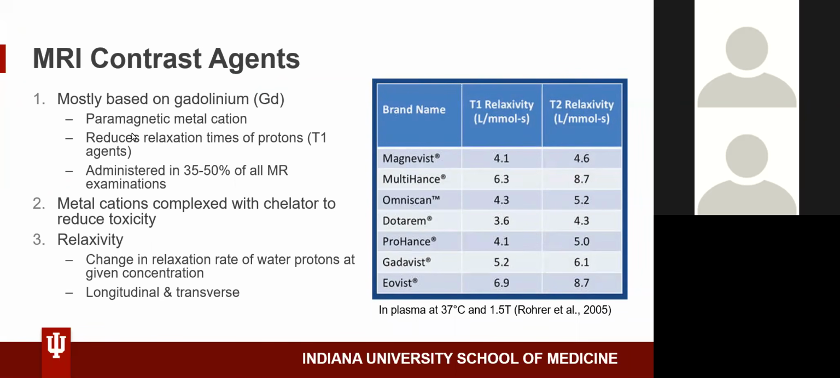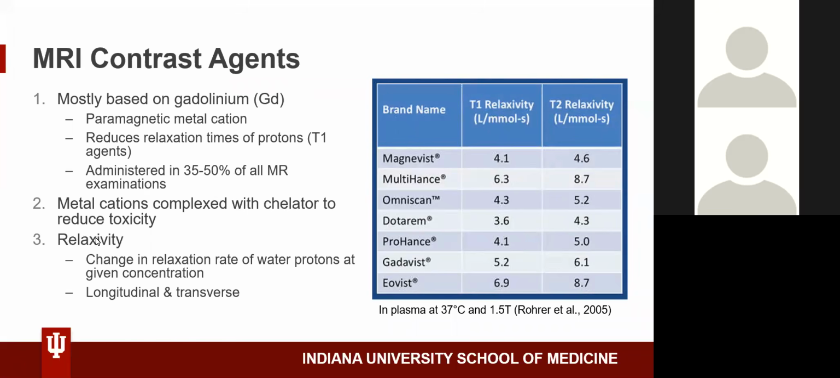The gadolinium itself is a paramagnetic metal cation, and the way that these agents work is that they reduce the relaxation times of the protons. Classically, we think of these gadolinium agents as T1 agents, and they're administered in 35 to 50% of all MR examinations. Pretty importantly, those metal cations are combined with the chelator to reduce the toxicity. Gadolinium itself, it's a heavy metal. It's not something that you want to be free inside your body. So the chelator is important, and the stability of the actual agent itself is really important. And we'll talk more about that as we go.